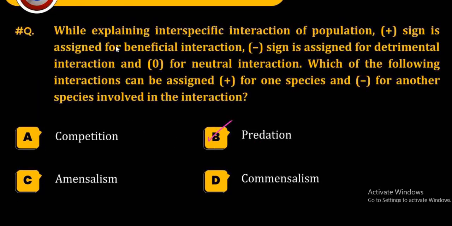Next question. While explaining the interspecific interaction of a population, a positive sign is assigned for beneficial interactions, a negative sign is assigned for a detrimental interaction, and a 0 for neutral interaction. Which of the following interactions can be assigned positive for one species and negative for another species involved in the interaction? Option B, predation.